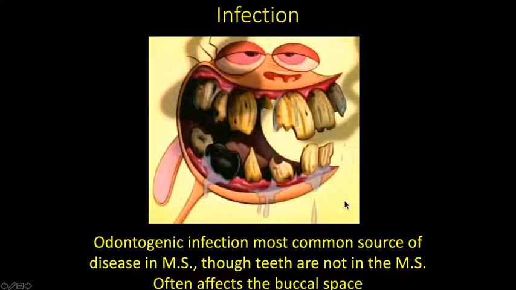So now I'm going to move on to talk about infection, specifically odontogenic infection in most cases. This is the most common source of disease in the masticator space, even though the teeth are not actually in the masticator space, they're in the oral cavity, and odontogenic infection can also affect the buccal space.